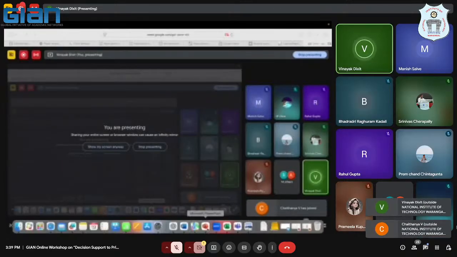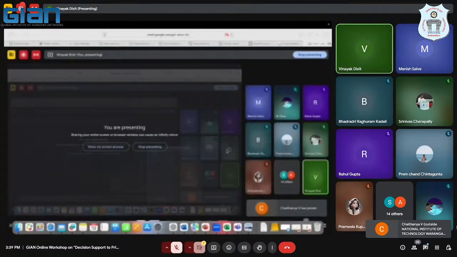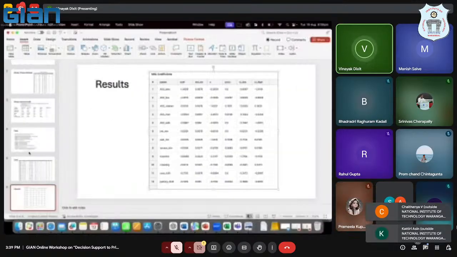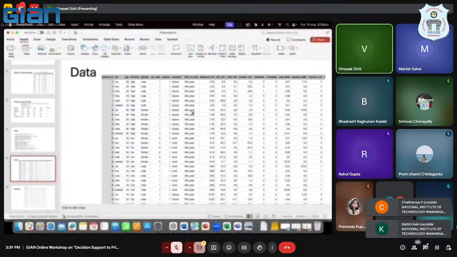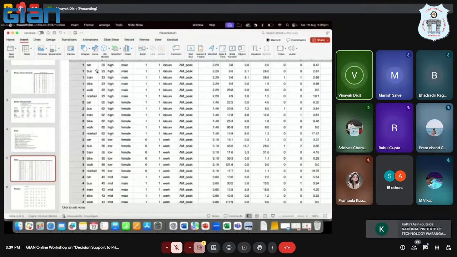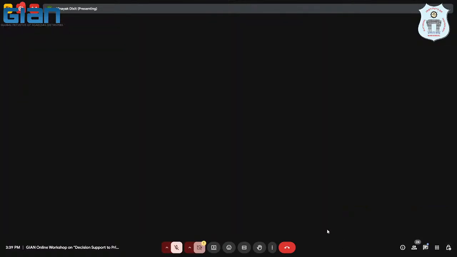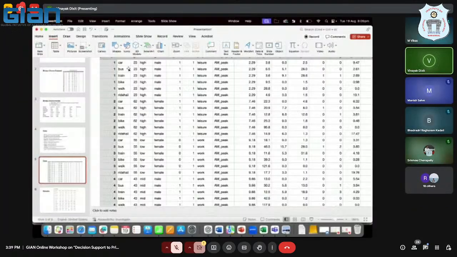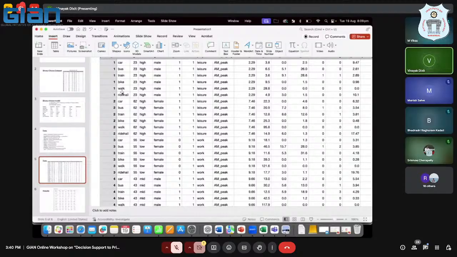I'll go back to my slides. So let's go back to this, right? Now let's look at the different modes. So we did a multinomial logit model. Now, what is the problem with the multinomial logit model? We talked about that, correct? What was it? That all the modes in the multinomial logit model are independent, correct?